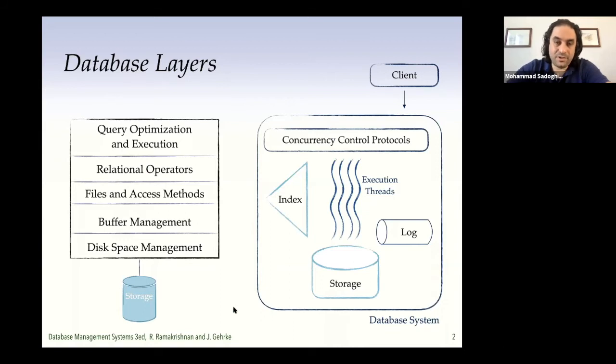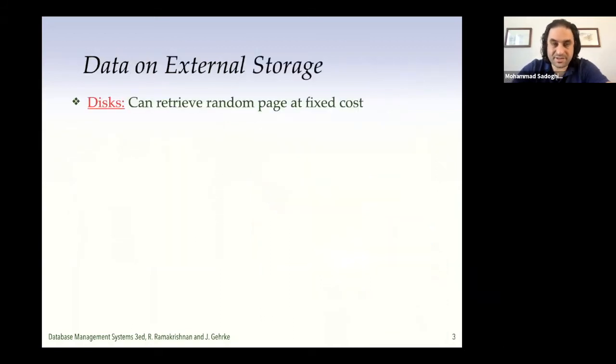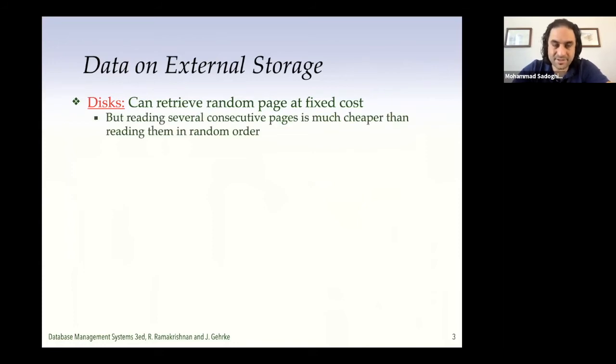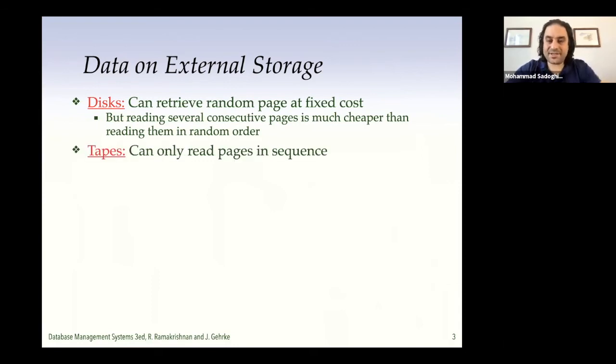Now, in terms of how the disk can retrieve the data, we can do random accesses on disk. But of course, if you do sequential access or read a set of consecutive pages, it's much cheaper. This is just at the hardware level, and that's why we had this conversation even in the previous one. It's important: the more sequential access you can do, the higher throughput you can get from your storage device. Tapes cannot do random accesses; they can only do sequential accesses.